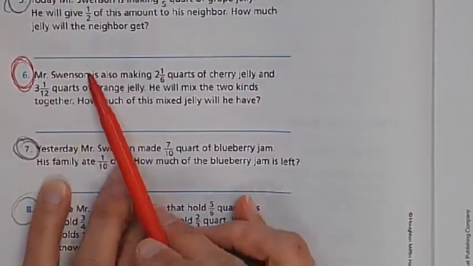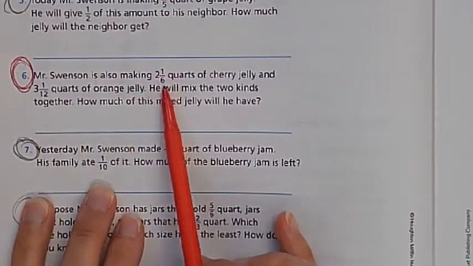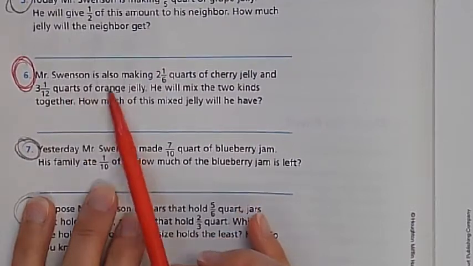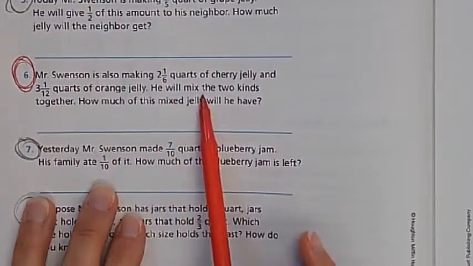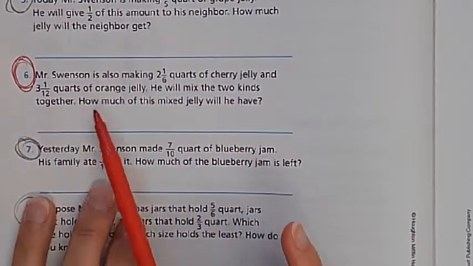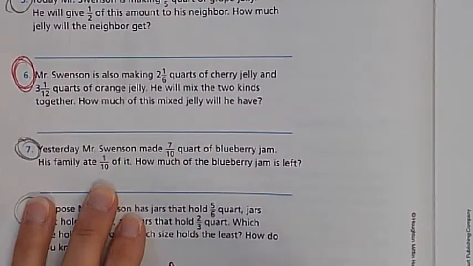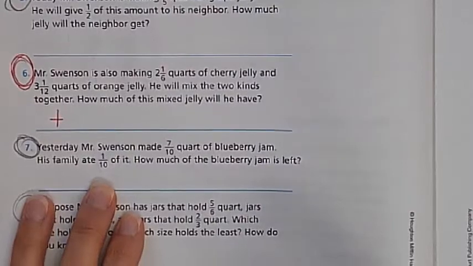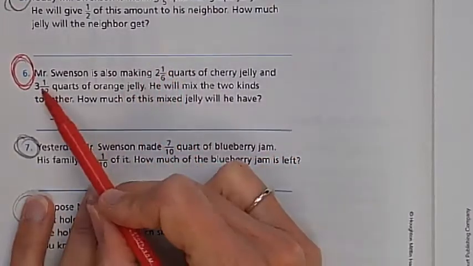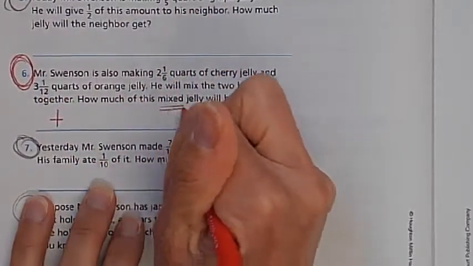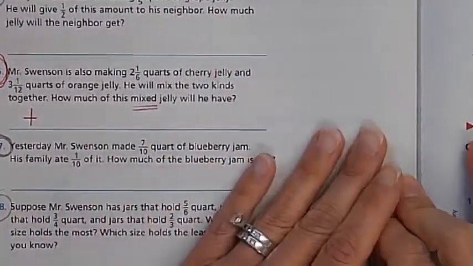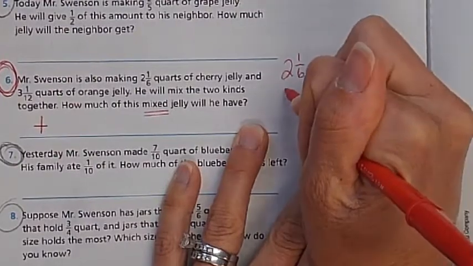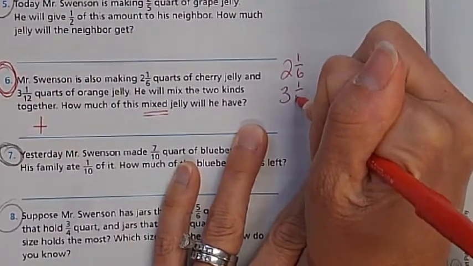Mr. Swenson is making 2 1/6 quarts of cherry jelly, and he's making 3 1/12 quarts of orange jelly. He will mix the two kinds of jelly together. How much of the mixed jelly will he have? So in this, we should be adding. This is an addition problem because we have two different amounts that we are mixing together. We want to find out the mixed jelly. So I need to add 2 1/6 plus 3 1/12.